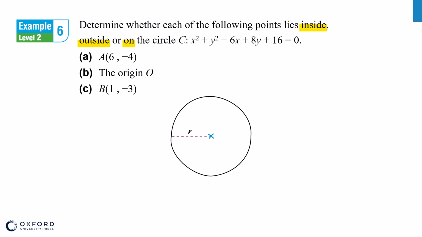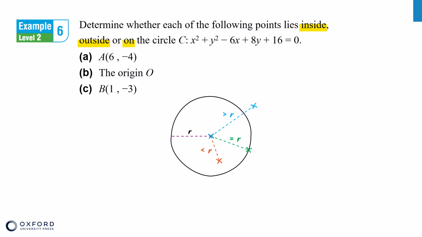the radius. If the distance is greater than the radius, that point lies outside the circle. If it's equal to the radius, that point lies on the circle. And if it's smaller than the radius, that point lies inside the circle.